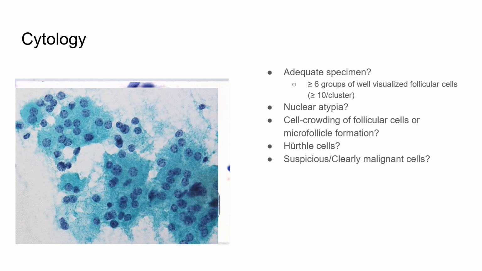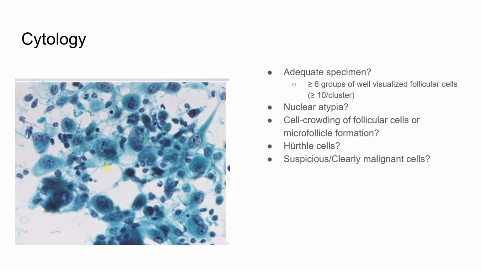Hürthle cells are also a thing that needs to be investigated. Their presence can push in different directions diagnostically. And then finally, probably the most obvious one is suspicious for malignancy or clearly malignant cells under cytology definitely have an impact on the care of the patient and the management of their thyroid disease.